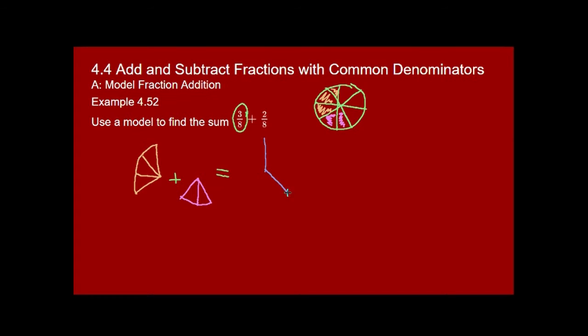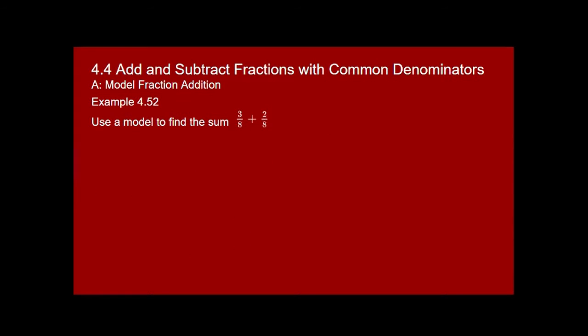So I have my 3/8 and my 2/8 put together, and that equals 1, 2, 3, 4, 5/8. Okay, so we have 3/8 plus 2/8 is equal to 5/8. So that's how, when it says use a model to find the sum, that's what you are doing. Okay, so now I'm going to give you a few try it problems to find the sum.